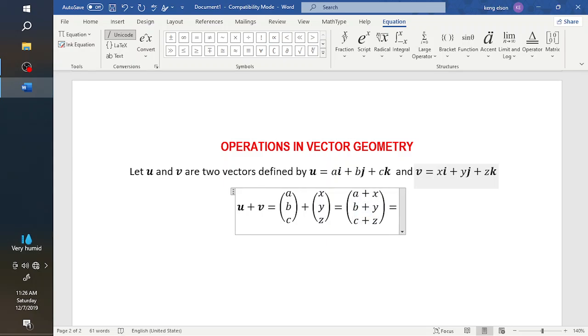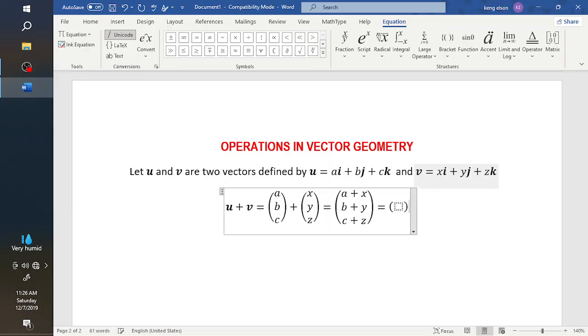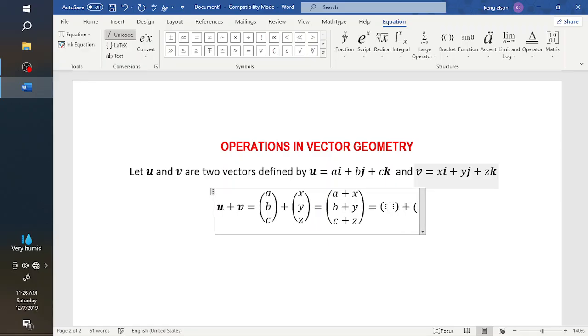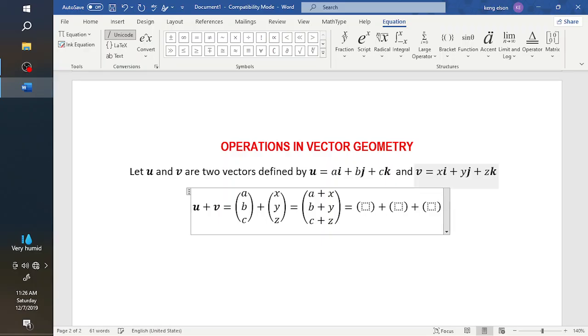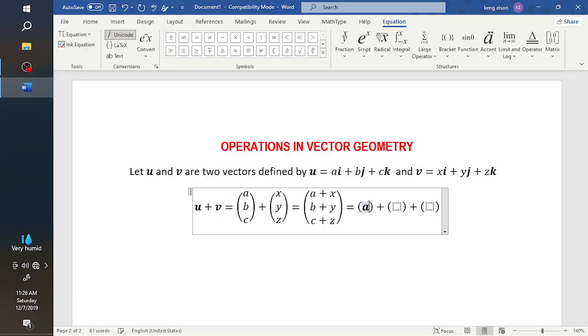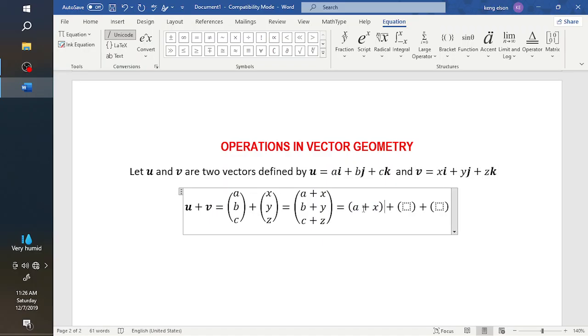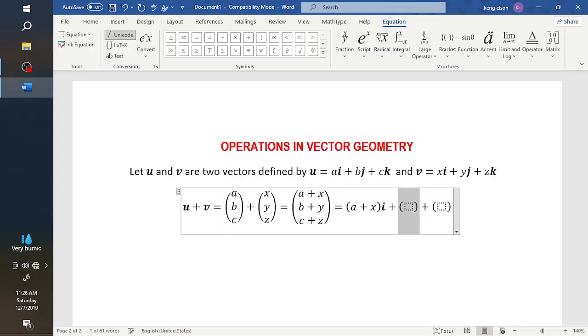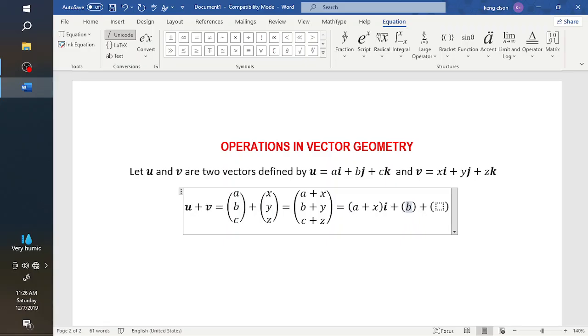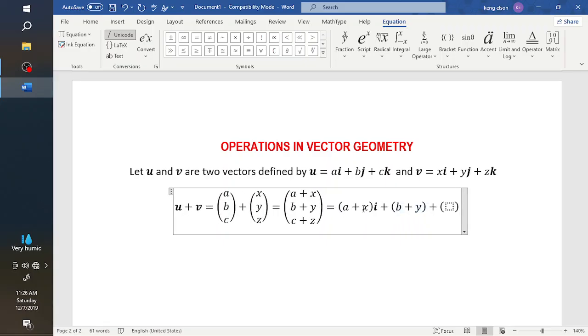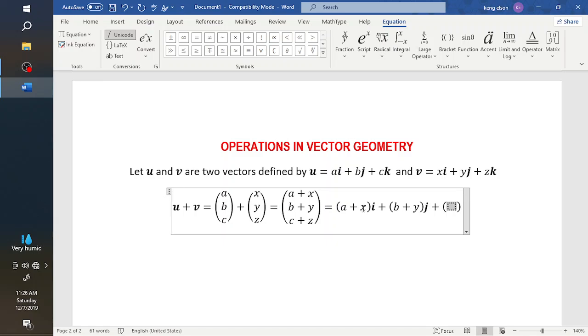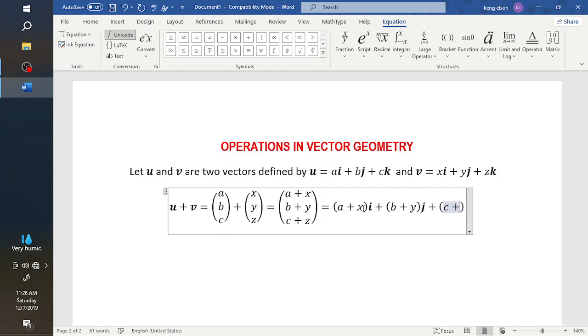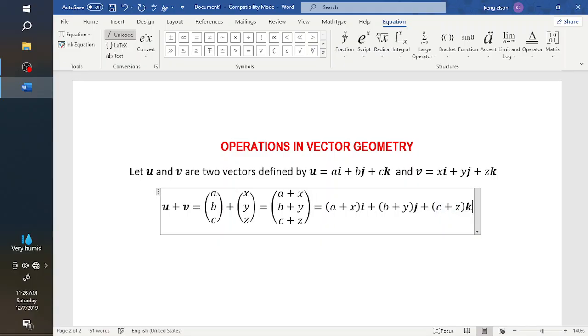If you want to write it as a vector, you will need the i component, the j component, and the k component. Now what is the i component? It is a plus x. What about the j component? The j component is b plus y. I know that you guys know this, but just for good measure, let us be sure. And finally, what about the k component? We have c plus k. No, sorry, c plus z. That is for the k component.